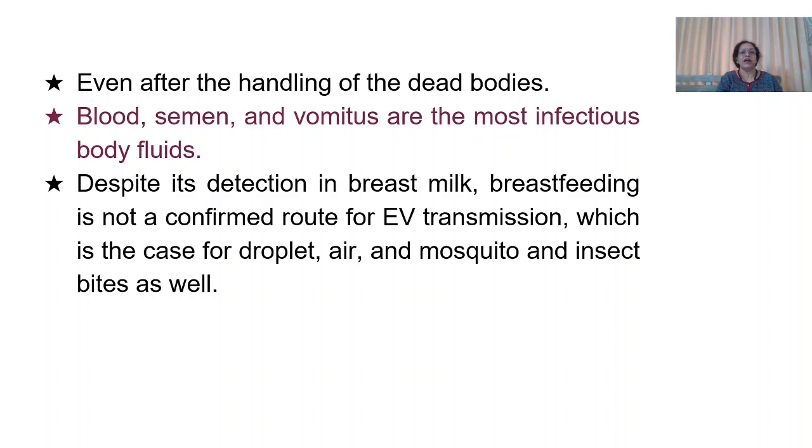Blood, semen, and vomitus are the most infectious body fluids. During handling of all these specimens, there is a possibility of infection. Despite its detection in breast milk, breastfeeding is not a confirmed route of Ebola virus transmission, and the same applies to droplet, that is airborne infection, as well as mosquito-borne infection and insect bites. That is, the exact route is not known if you consider droplets, mosquito bites, as well as insect bites.